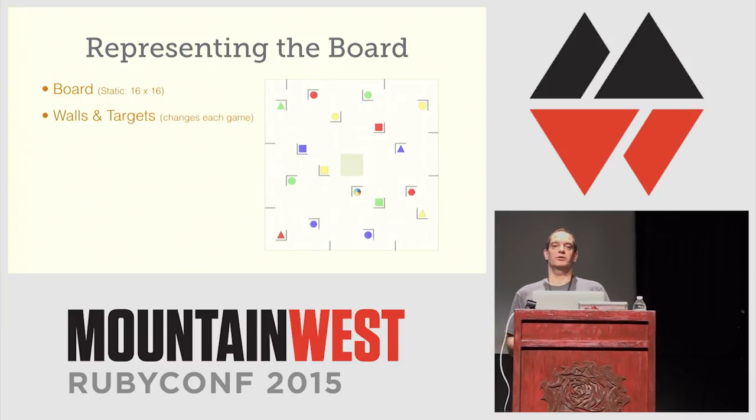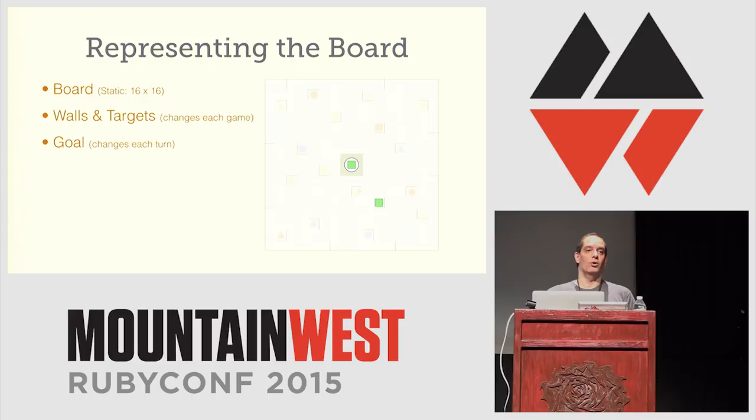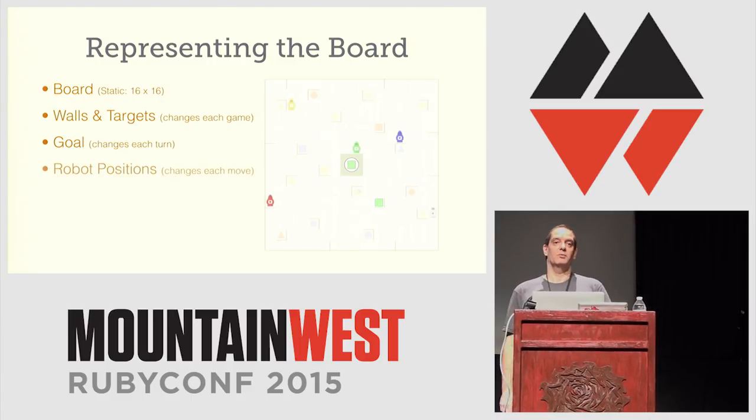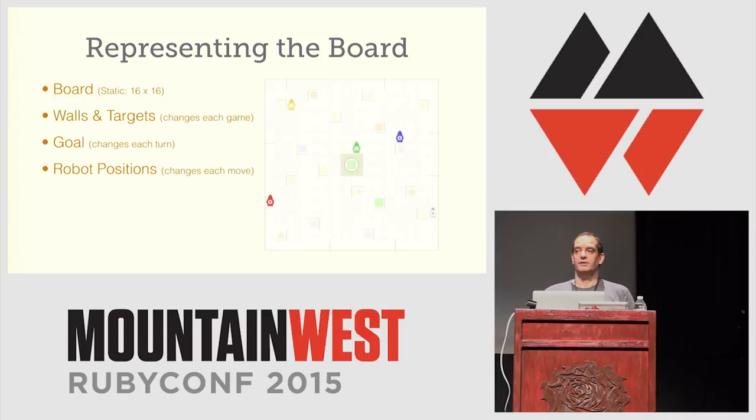At the next level are the walls and targets. You can actually have a bunch of different board configurations, but for the duration of one game, this is fixed as well. So you really only need one copy while you're solving the game. A little more variable is the goal. What target are we shooting for right now? That changes once per turn, but it's still relatively static. And then there's the robot positions, and those change all the time. So in the solver I wrote, I ended up representing a board state as a combination of the goal cell and the robot positions, and that's how I represented it.